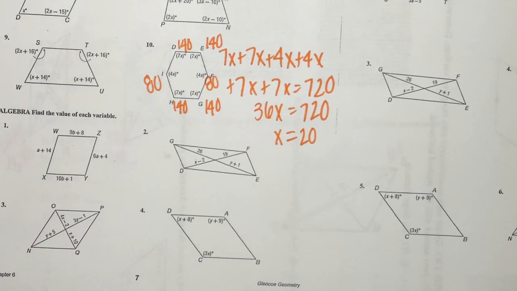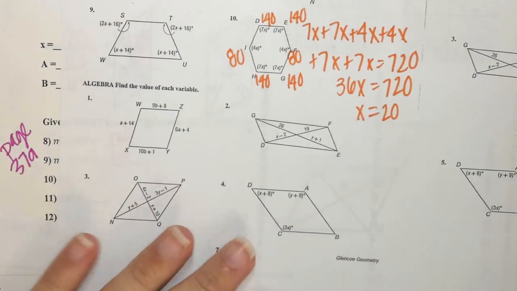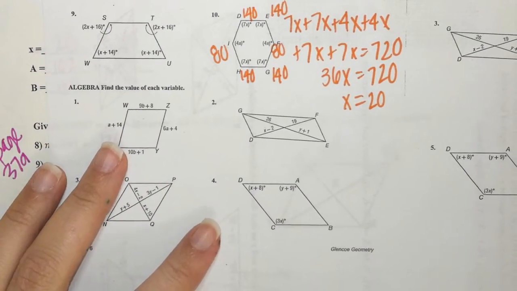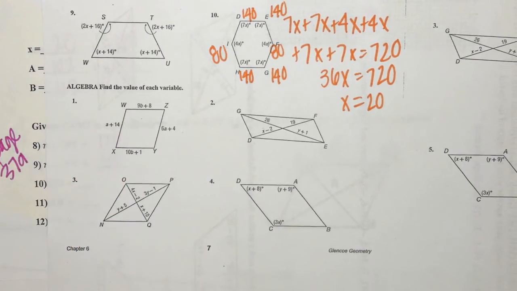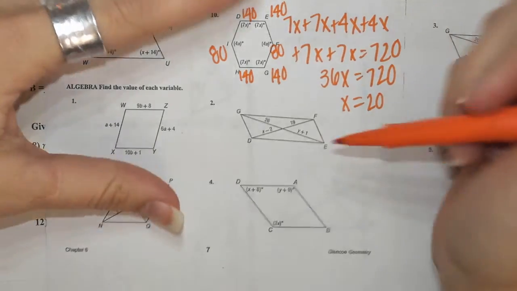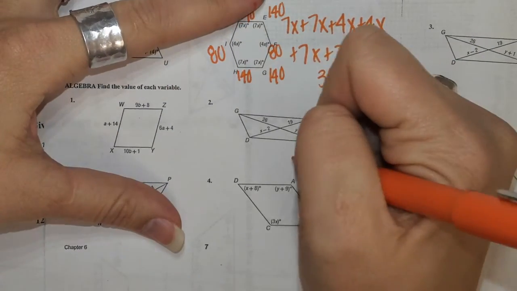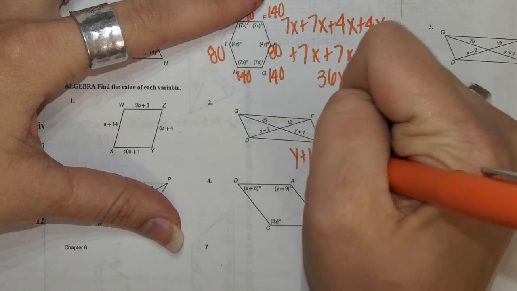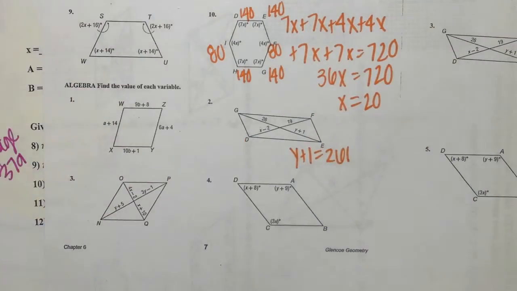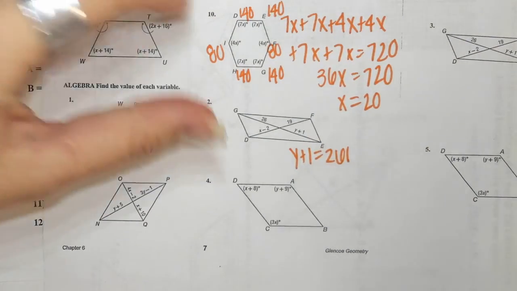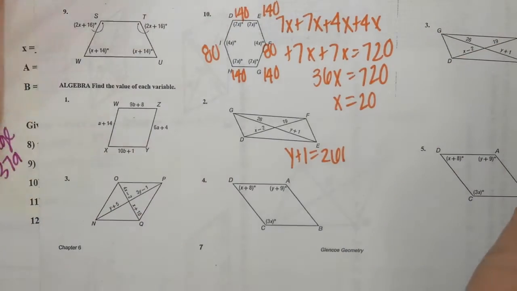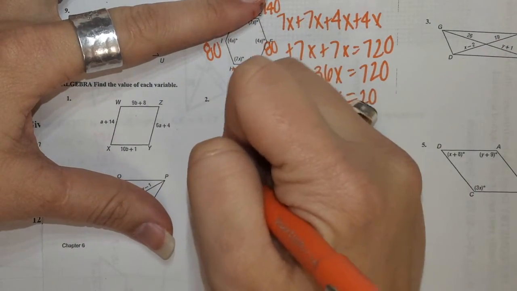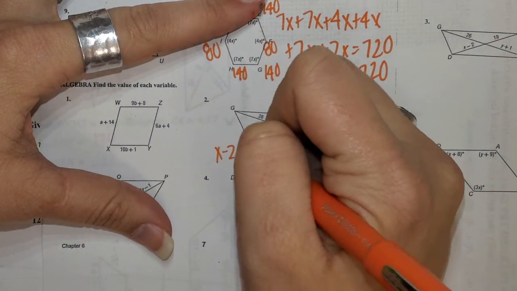What do you know about the diagonals of a parallelogram? They bisect. Good. Take a point, Blake. That means that they cut each other in half. So that means that y plus 1 would be equal to 26. That's not 261, that's 26. And x minus 2 equals 19.